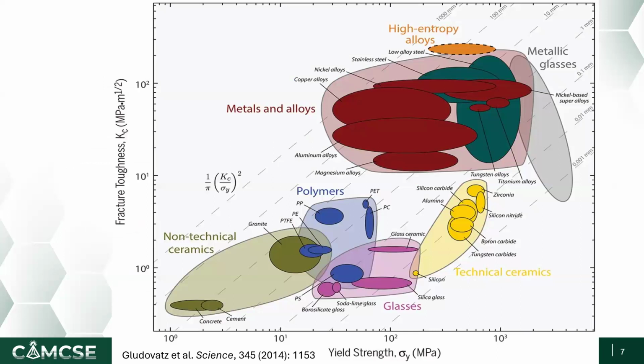This is an example of an Ashby material chart showing fracture toughness versus yield strength for many structural materials, such as ceramics, polymers, conventional metal alloys, metallic glasses, and high entropy alloys. From this Ashby chart, you can see that high entropy alloys exhibit a great combination of high yield strength as well as great fracture toughness.